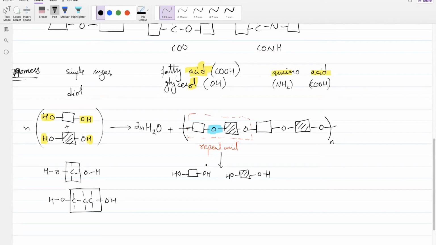If you do condensation, it goes and becomes a polymer. And if you do hydrolysis, obviously you'll need a catalyst for that. And if you do hydrolysis, then they simply go back to being whatever they came from. And this is what happens during digestion.